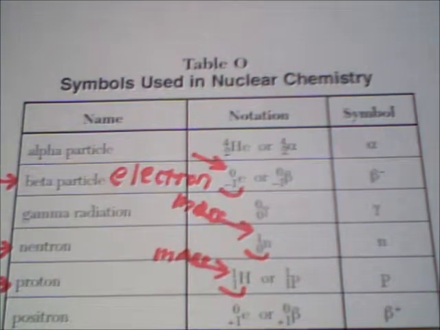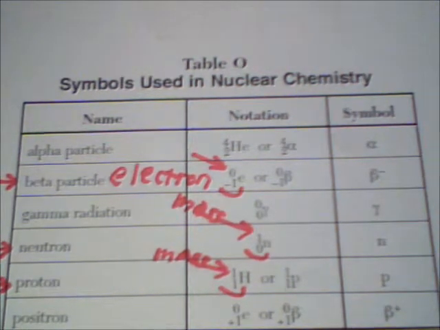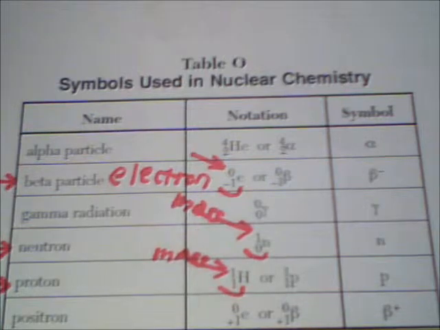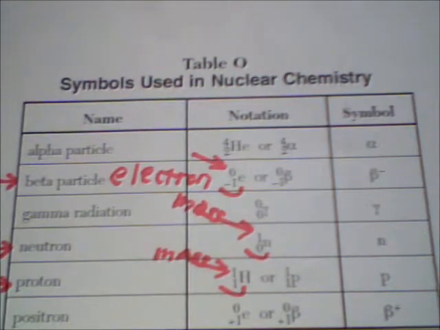Just review that the electron has 0 mass and a -1 charge. Neutron has 1 mass, 0 charge, and the proton has 1 mass and 1 plus charge.